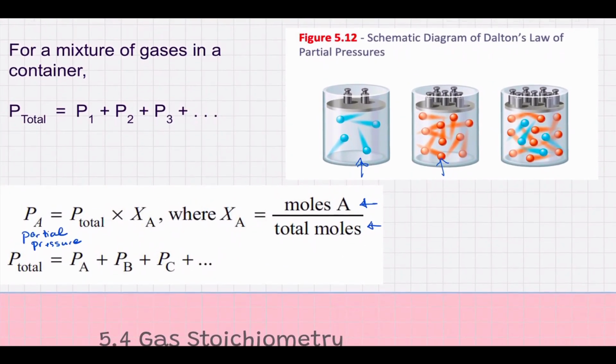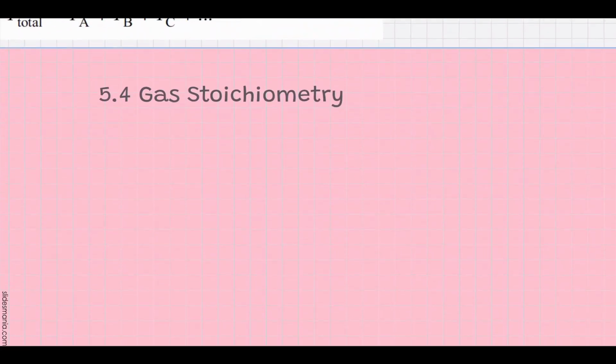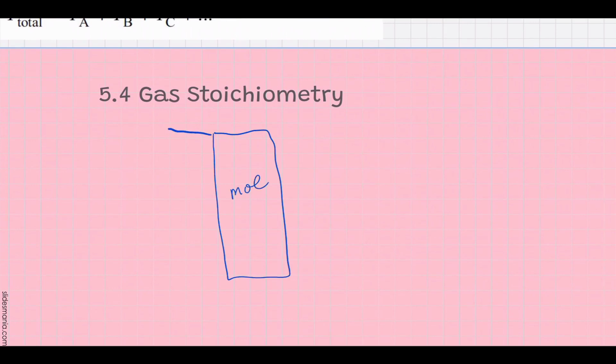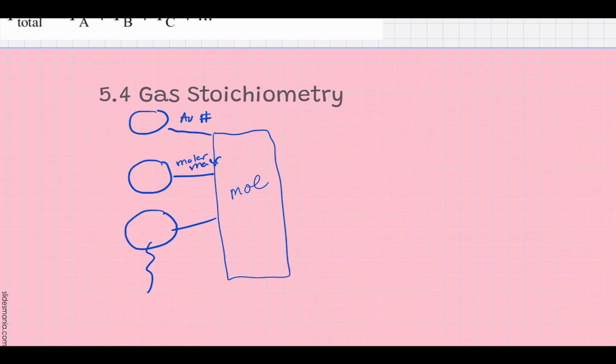Gas stoichiometry: if you remember our mole map in honors, we're not going to use it right now, but from moles we can go to particles using Avogadro's number, we can go to mass using molar mass, and we can also go to the volume of a gas. If it's at STP, we can use 1 mole equals 22.4 liters.